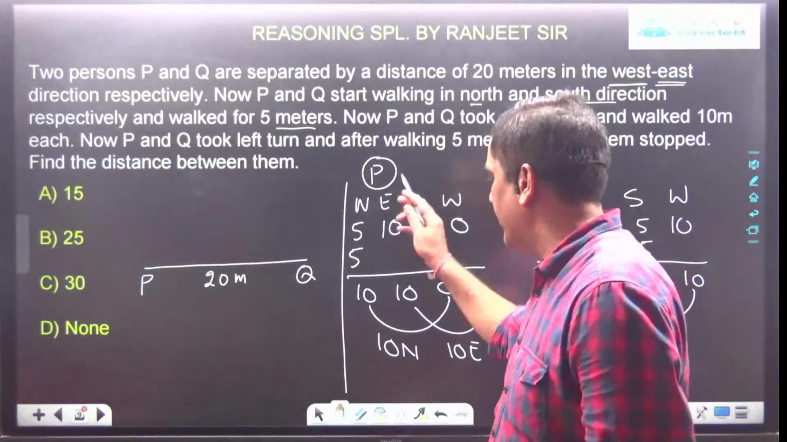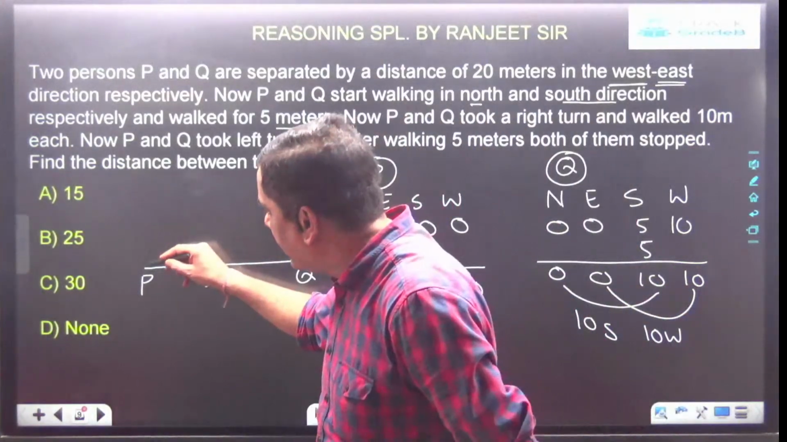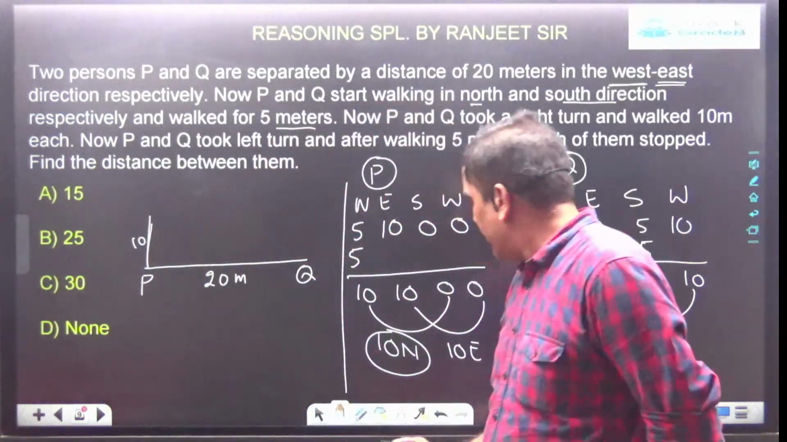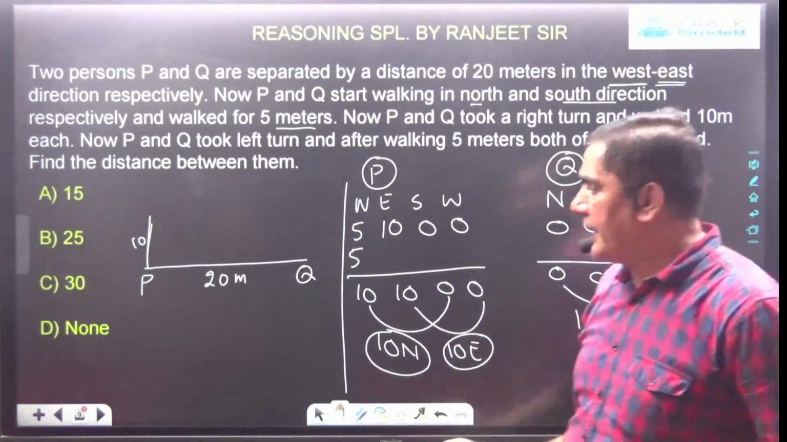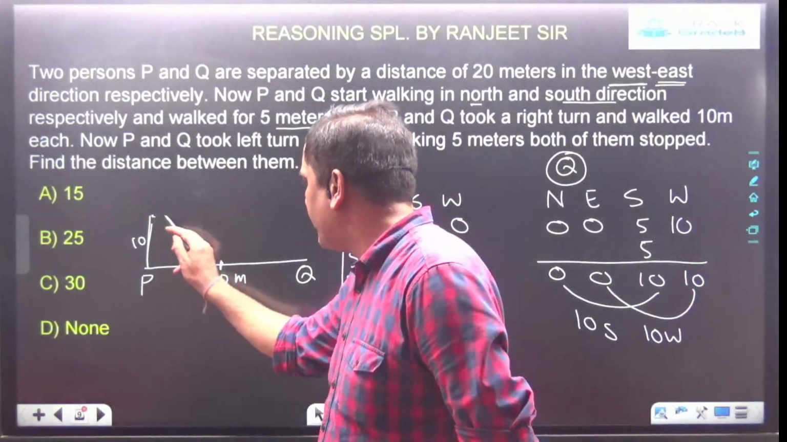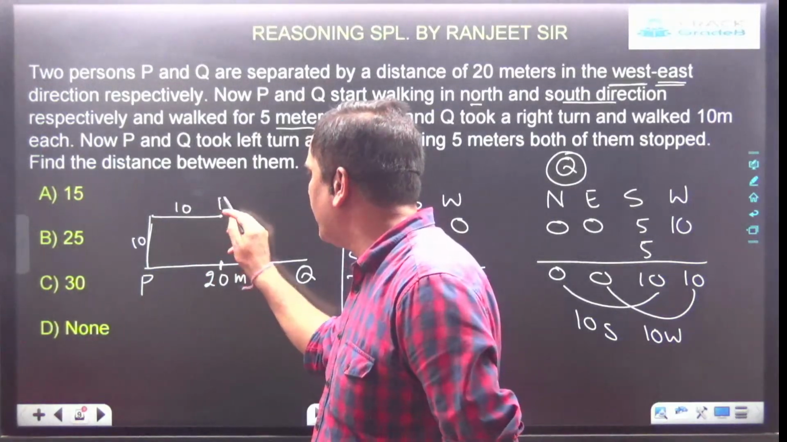Now let's go for P. P is 10 meters north, meaning 10 meters up. And 10 meters east means 10 meters right. So 10 will be exactly between, since half of 20 will be 10. So exactly over here comes P. P will be over here.